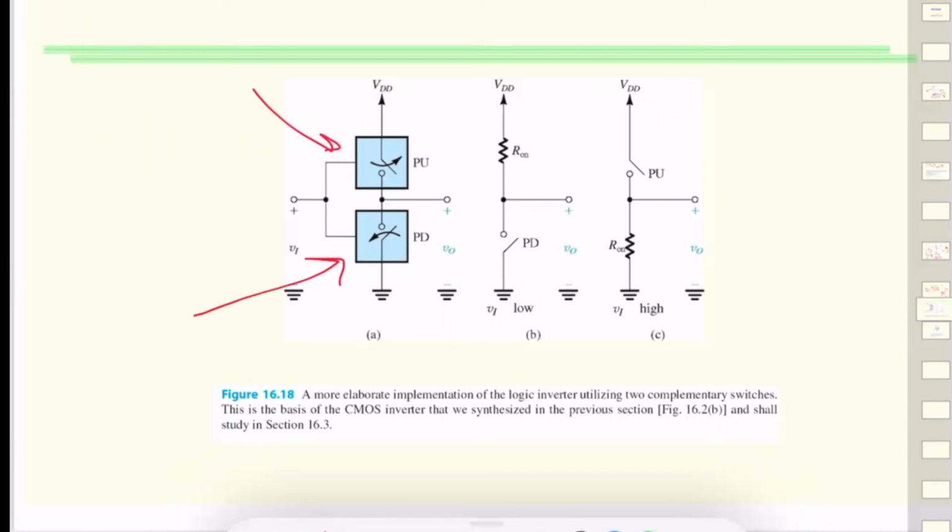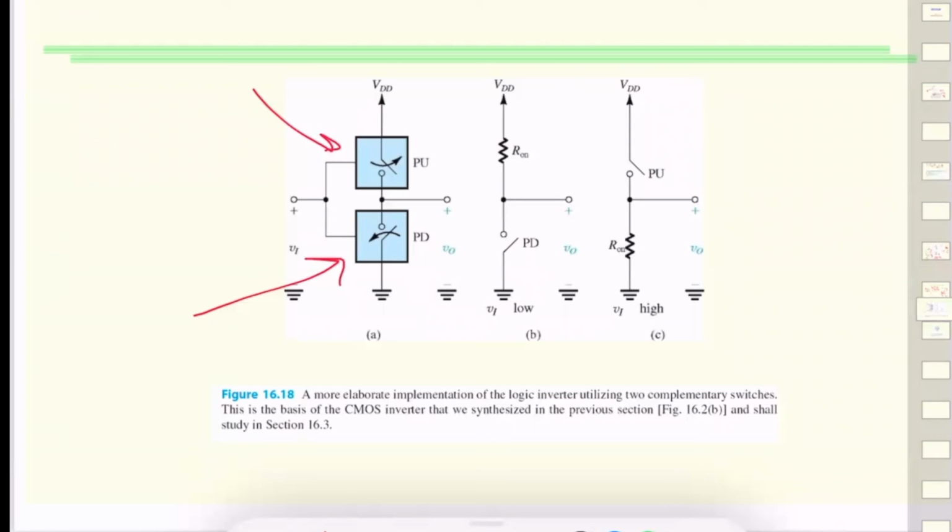What kind of MOSFET is a pull up network? I have tried to speak about it a whole bunch. What kind of MOSFET is used in a pull up network? Yeah, we have an exam in probably 5 days. So this is part of that.